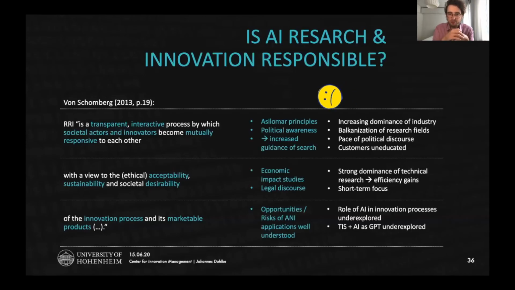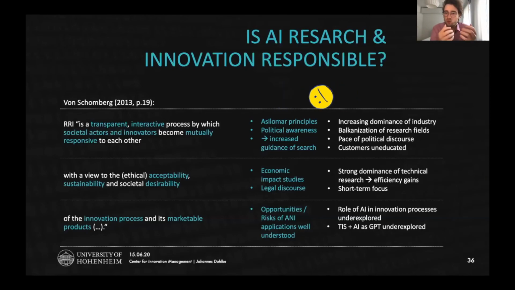And here, as I show you all of the points I wanted to make right away, so for this part, we see movements like the Asilomar principles, the beneficial AI movement, right? Where different kinds of researchers and companies are agreeing upon a common set of values that are important for the development of AI. So this is a positive development. We also see increased political awareness, increasing this guidance of search function we just talked about inside the innovation system around AI. On the other hand, we see some negative developments.